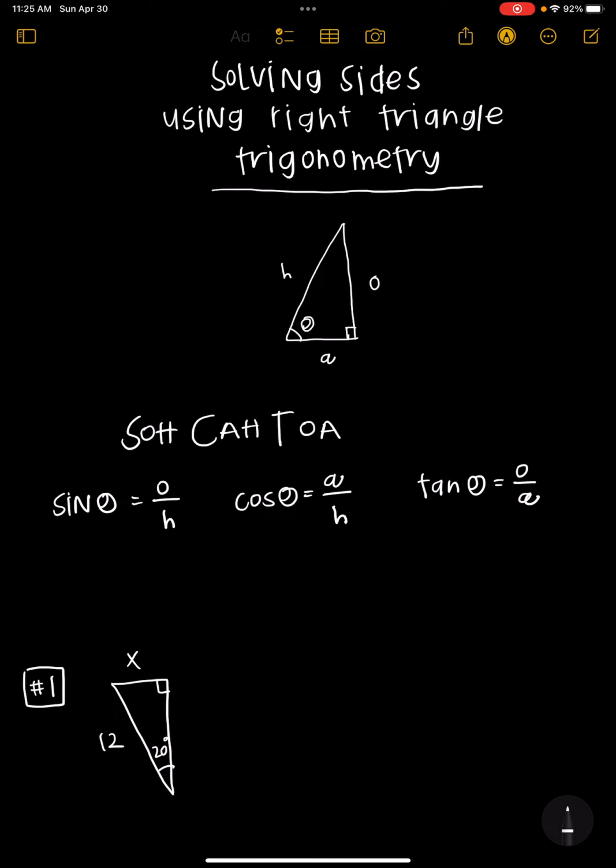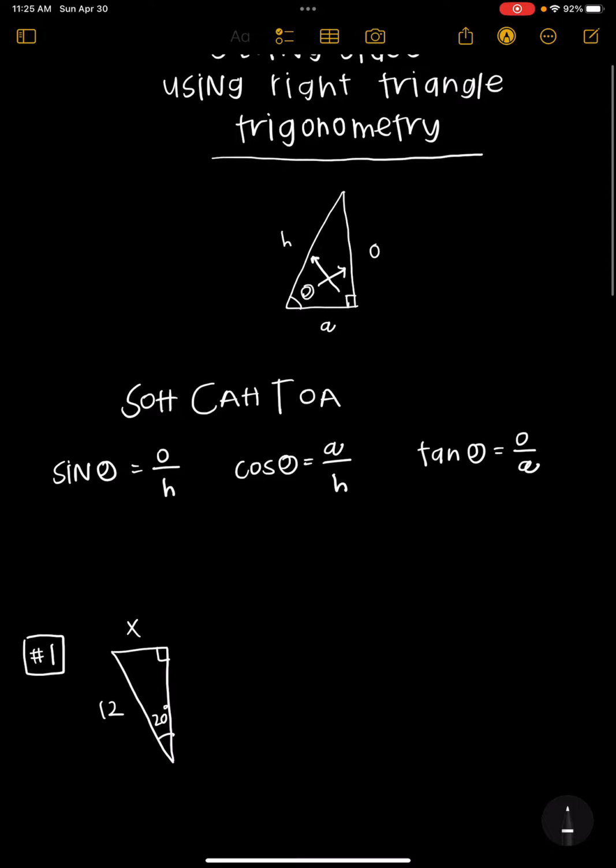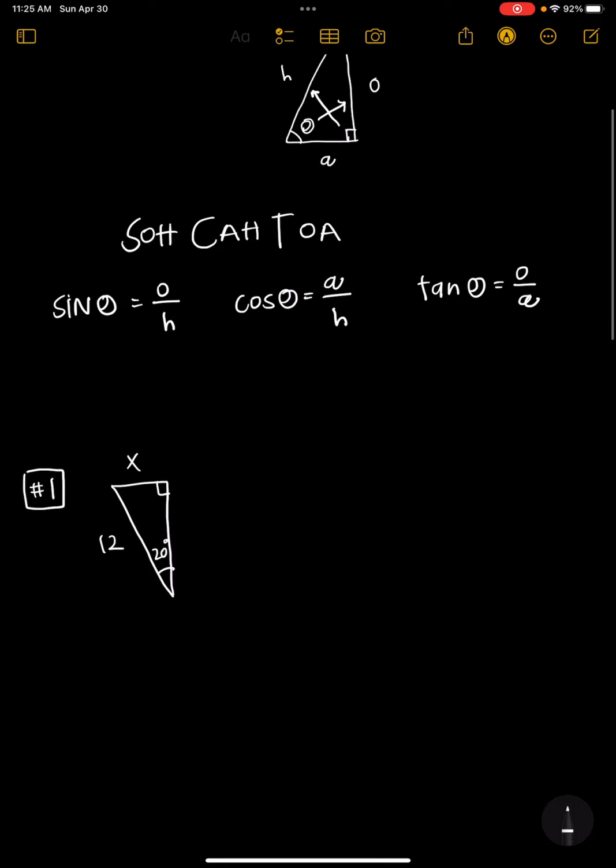So as a quick reminder, each question will give you an angle to work with, and we're going to name that angle theta, and then you label your sides opposite, hypotenuse, and adjacent based on that angle. So your opposite side is always opposite of the angle. The hypotenuse is always opposite of the right angle, or the long slanty side, and then the adjacent's the side that's left over.